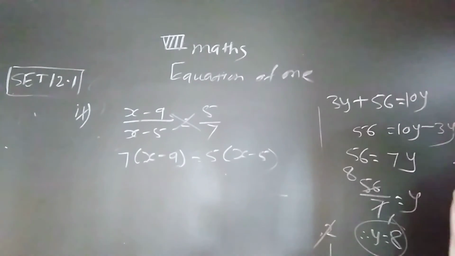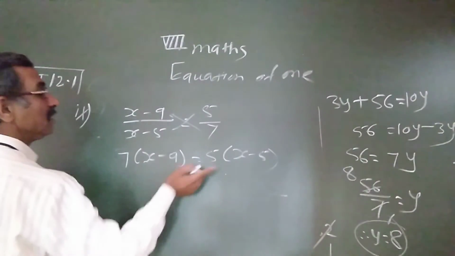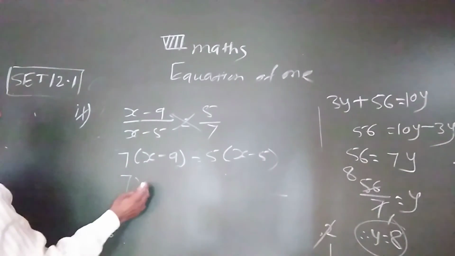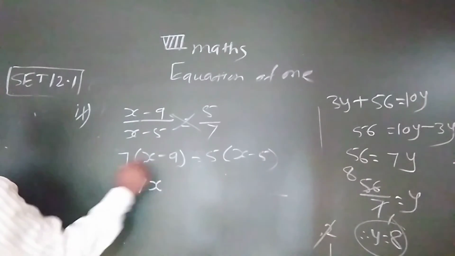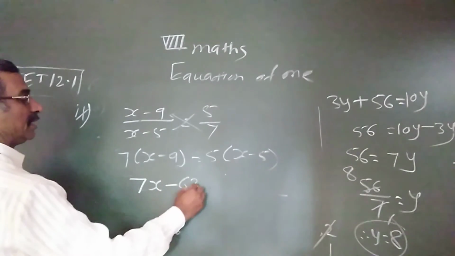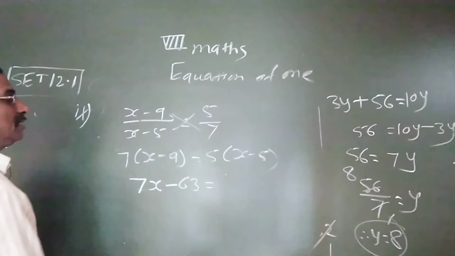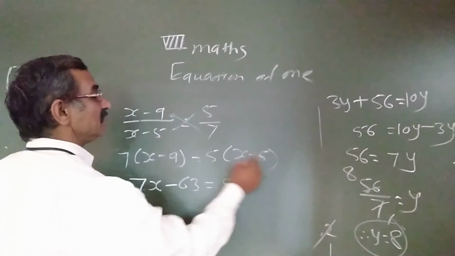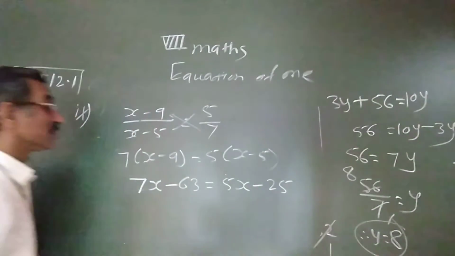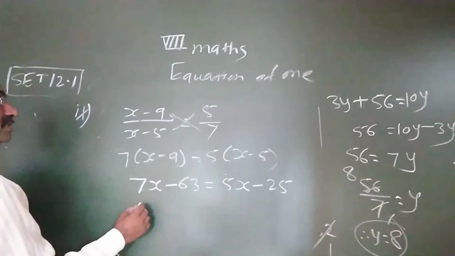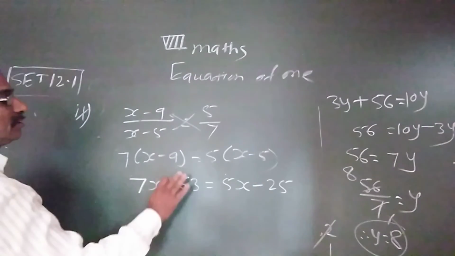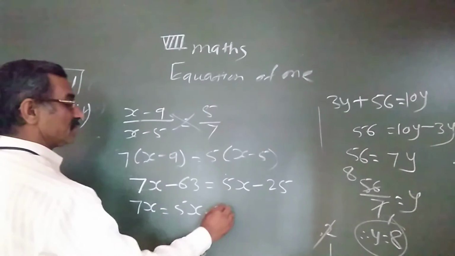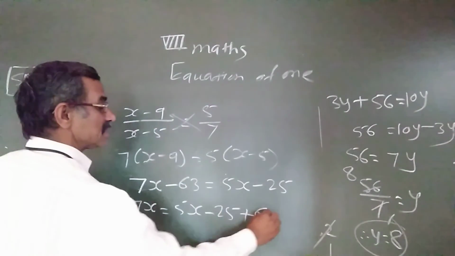Then multiplying each term inside the bracket: 7 into x, that is 7x, minus 7 into 9, the 7 table up to 9, that is 63. Then 5 into x, that is 5x, 5 into 5 is 25. Then we want to eliminate this 63, so we are transferring 63 to that side, it will become a plus, so 5x minus 25 plus 63.